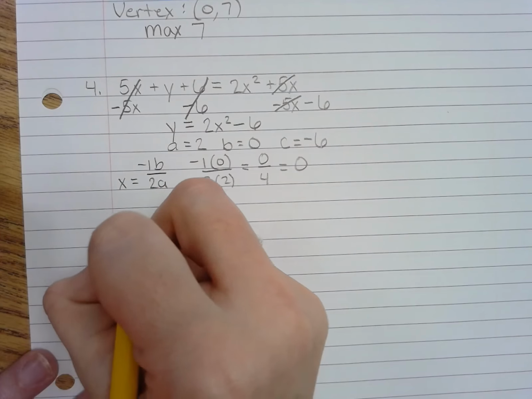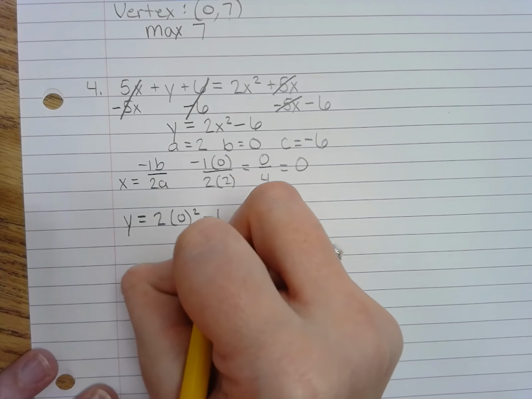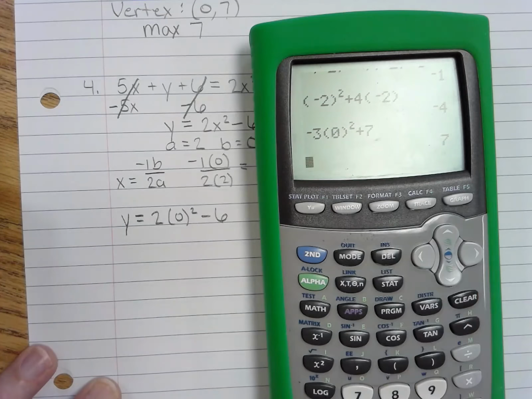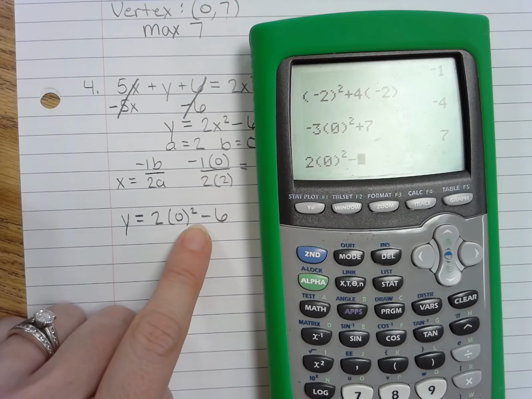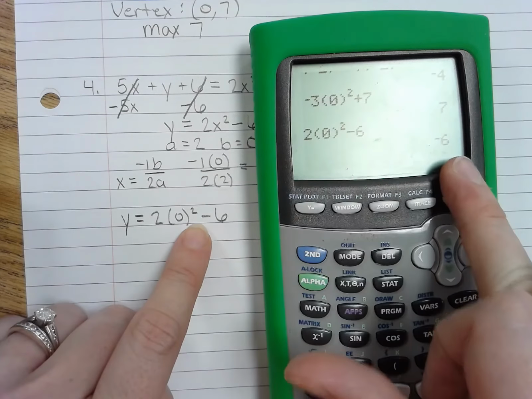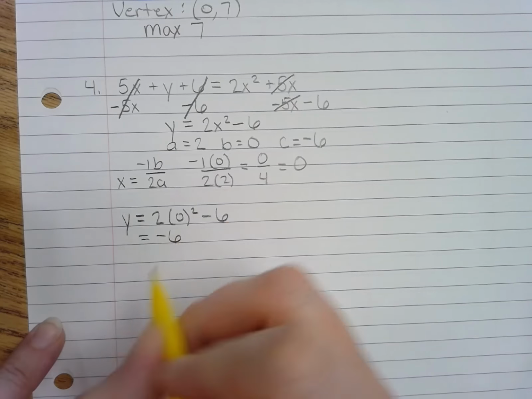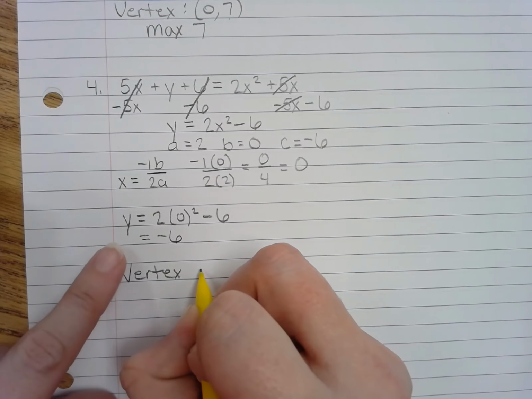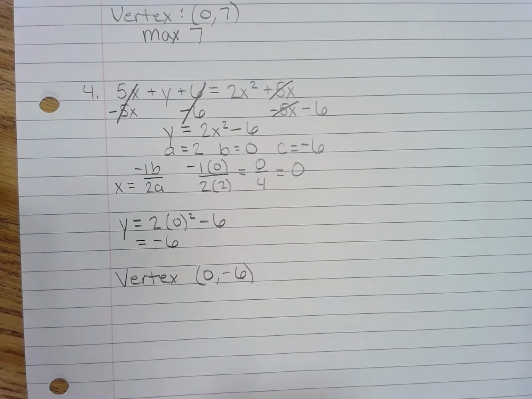Let's find our y value. We have 2 times 0 squared minus 6. If we work that out, either with order of operations or typing each thing in our calculator very carefully, we find when that's all solved, it equals negative 6. So our vertex for this function would be 0 was our x, comma, negative 6.